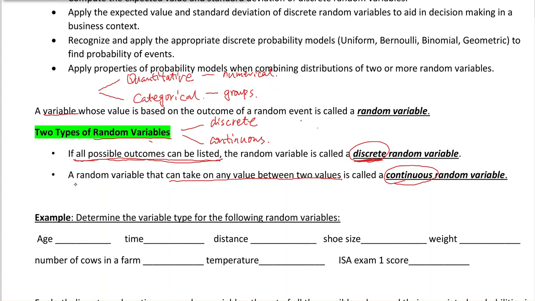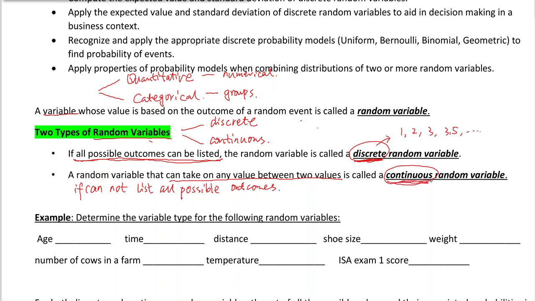So if you can list all possible outcomes, then this variable is called a discrete variable. If you cannot list all possible outcomes, then it is called a continuous random variable. For example, a discrete variable can only take 1, 2, 3, or 3.5, something like that, as long as you can list all possible outcomes.